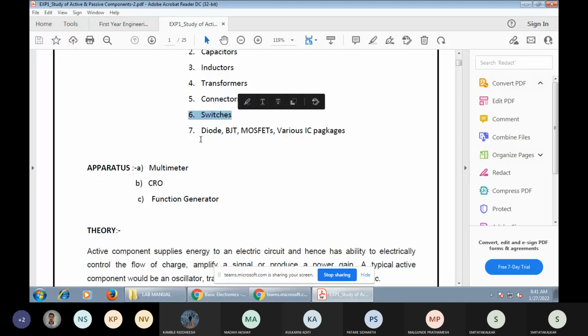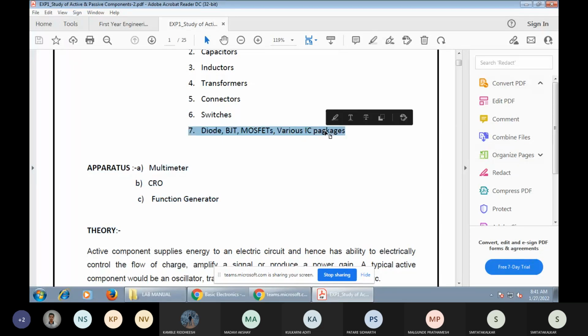Then point number 6, switches. Switches are electric switches like an on off switch, toggle switch. If the switch is on, then current will flow through the connectors. And point number 7, this is the diode, BJT and the MOSFET. All are active devices.